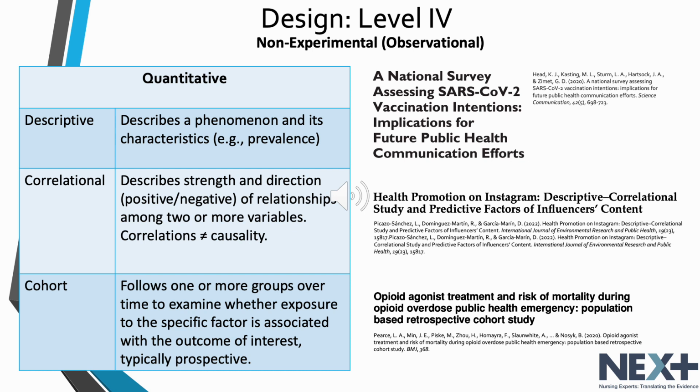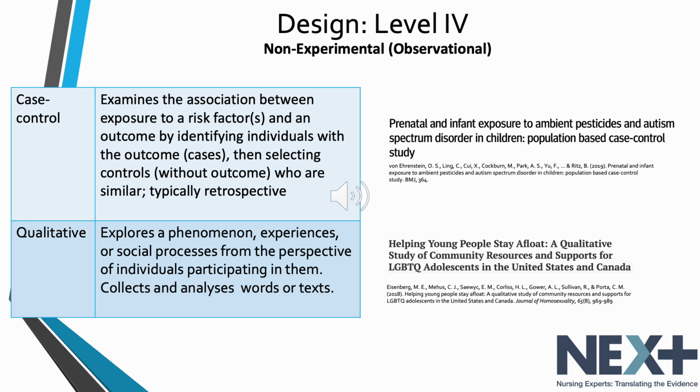Cohort studies follow one or more groups over time to examine whether exposure to a certain factor is associated with subsequent development of a condition or disease. It's usually prospective in that the investigator follows the group into the future and then compares incidence, prevalence, or the frequency of an outcome. Similar to a cohort study, a case control study also examines the association between a risk or exposure and an outcome.